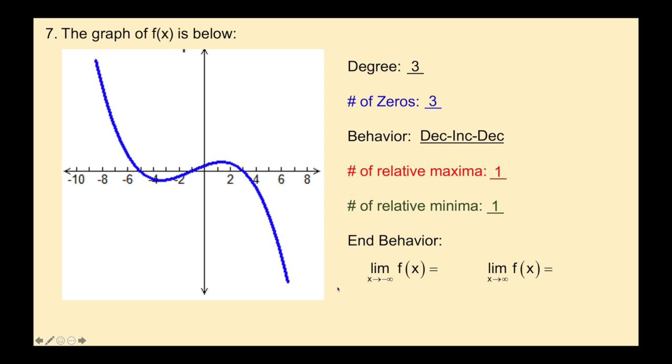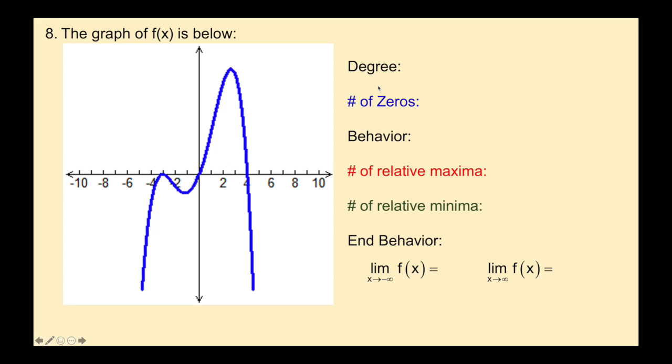For the end behavior, if we put arrows on this, that's how we can kind of tell. On the left side here, it's pointing up, so that one's going to positive infinity, and on the right side, it's pointing down, so that one's going to negative infinity. And again, those should be opposites of each other since this is an odd degree.